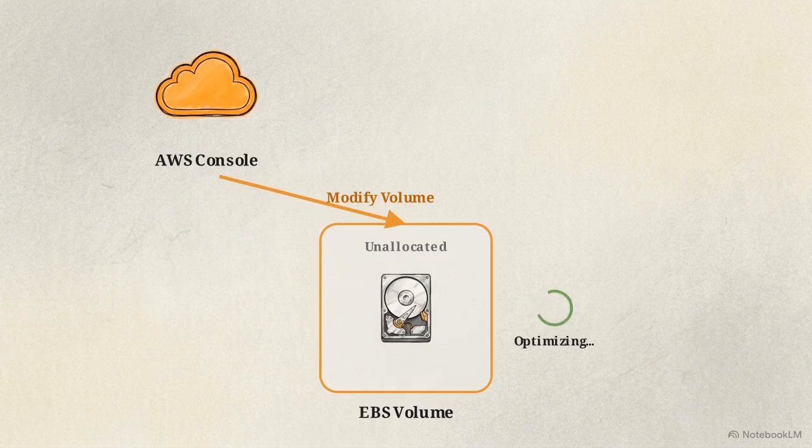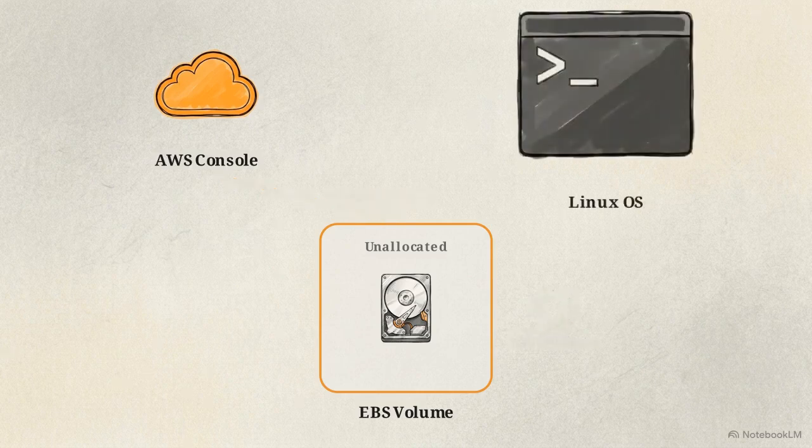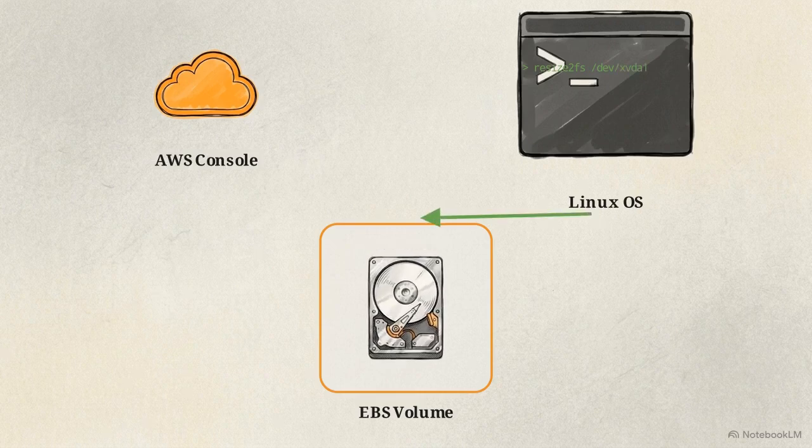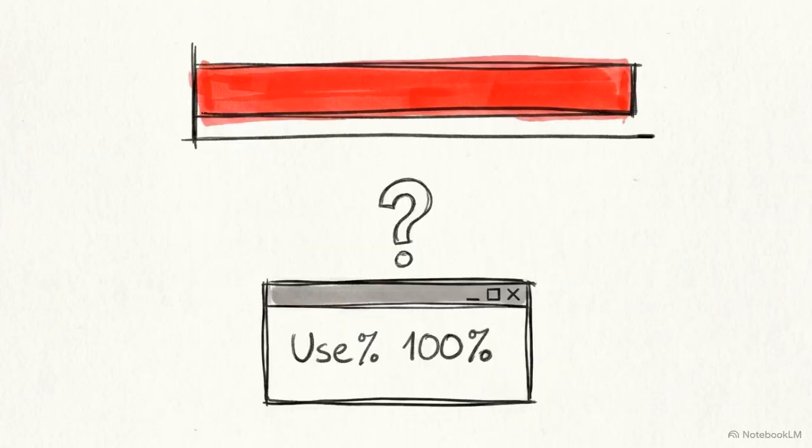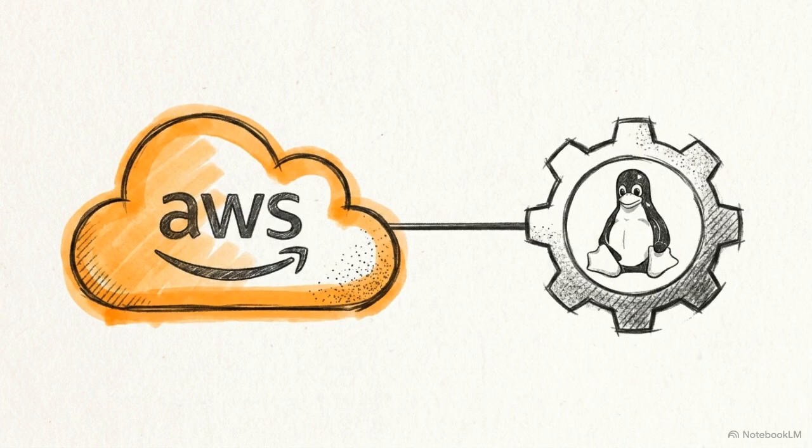Wait for the AWS backend optimization to finish adjusting the underlying storage blocks. Finally, run resize2fs in the Linux terminal to extend the file system into the new capacity. If you skip the file system extension, the new EBS space will be completely invisible to Linux. The OS will continue to report a full disk until it is told the boundaries have moved. Infrastructure changes at the AWS level always require a corresponding configuration at the operating system level to become functional.